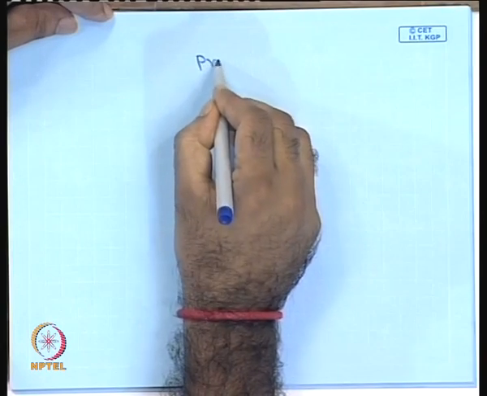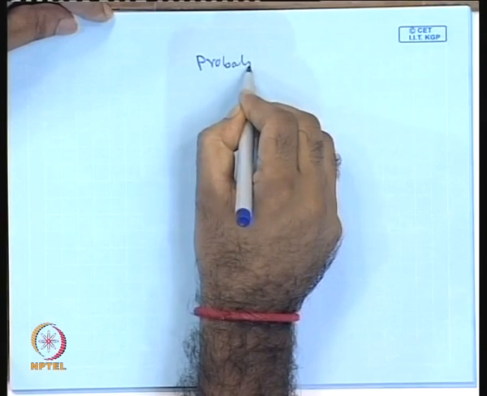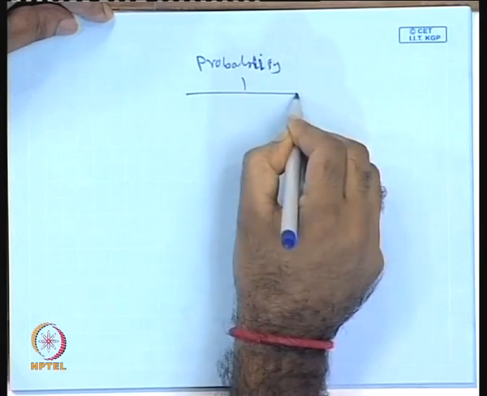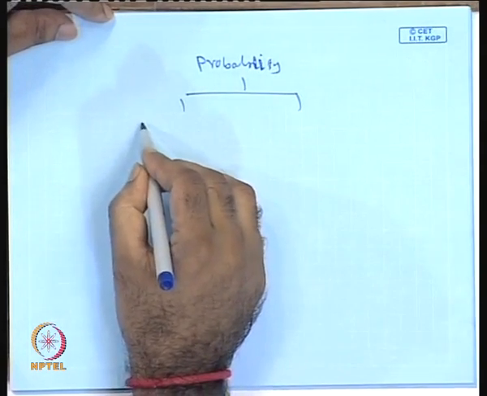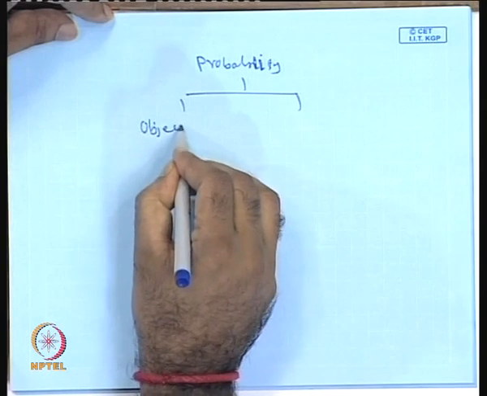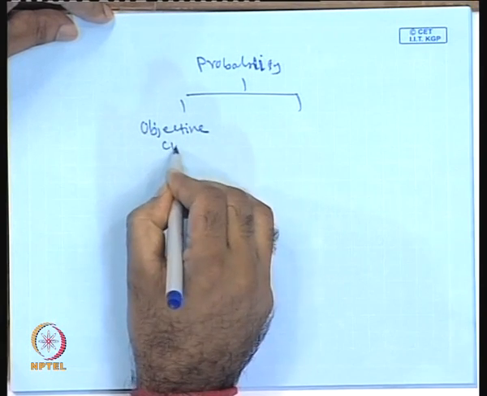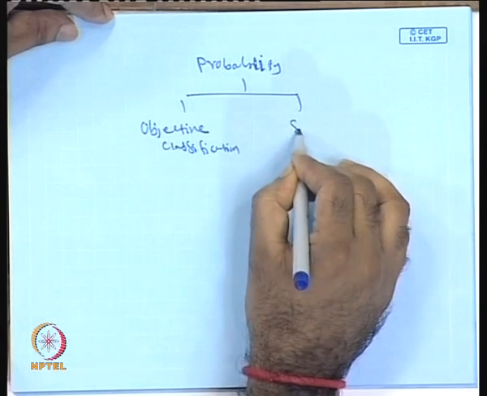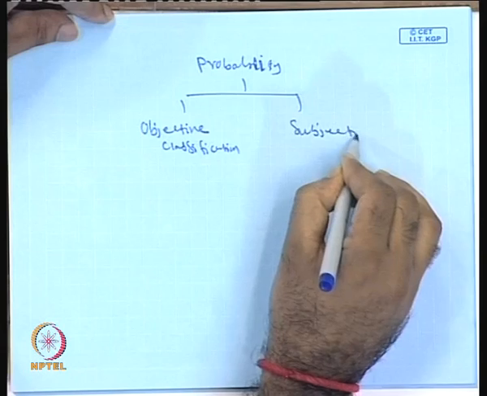Let me explain what this probability structure is all about. Probability is basically divided into two parts. We can measure probability from two different angles. One is called the objective classification, and the other is called the subjective classification.